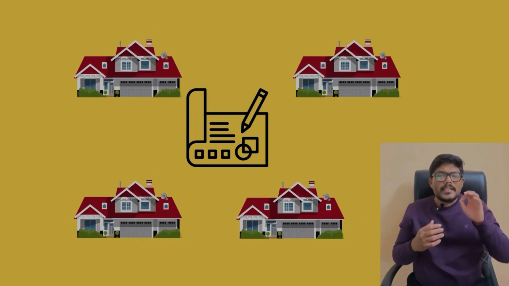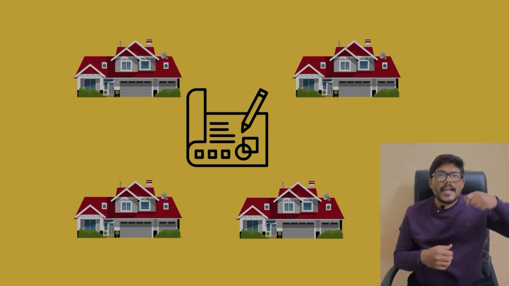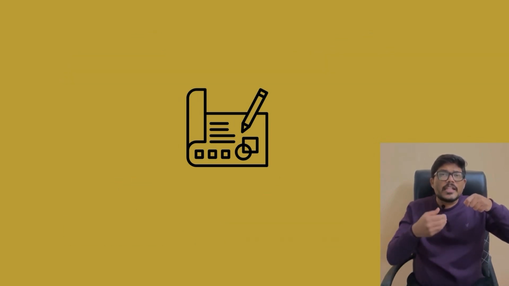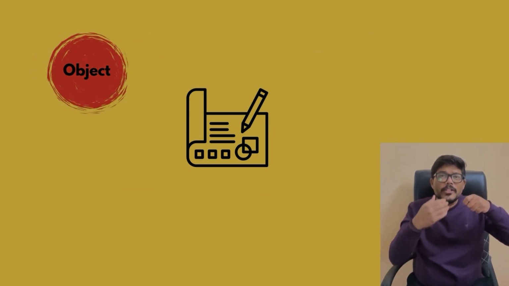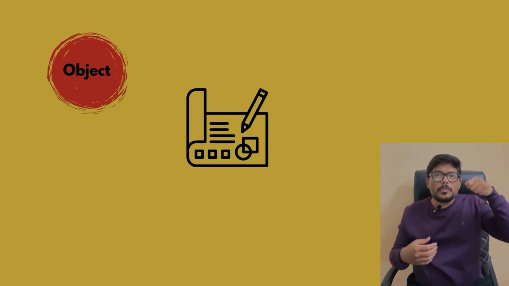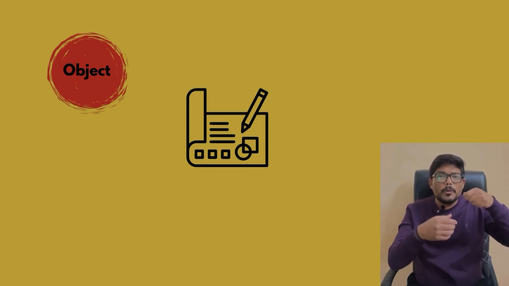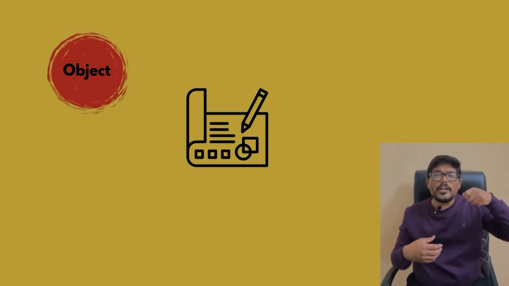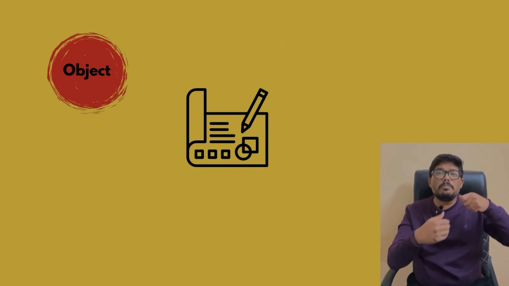So in the same way, a class is a blueprint out of which objects can be formed, out of which objects can be created. Like a house blueprint is a blueprint out of which we can construct houses. Class is a blueprint out of which we can create objects.